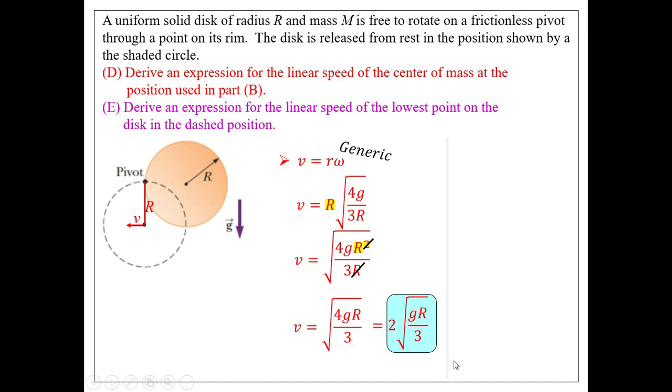Okay. All right, so I'm just going to go ahead and apply this generic function again for part E. Here, E though wants us to find the linear speed, the v tangential at the lowest point. So at the lowest point, this is where the dot is. I need to find that v.